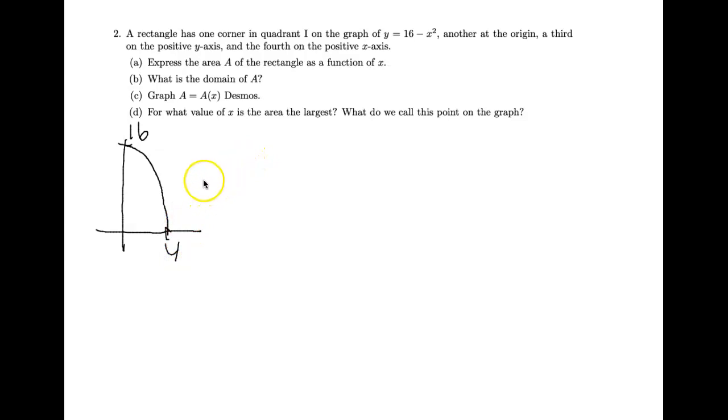And so let's go back and look at this problem. A rectangle has one corner in quadrant 1 on the graph of y equals 16 minus x squared. So that means in our rectangle we have a point here, there's another at the origin, another on the positive y-axis, and then another on the x-axis. So this is our rectangle.